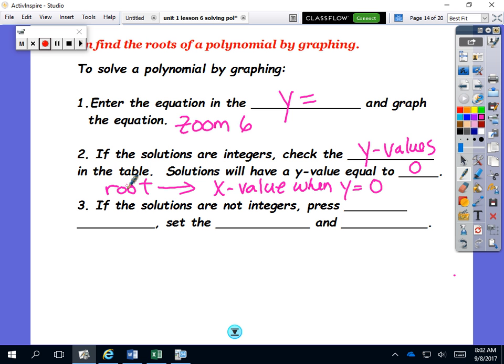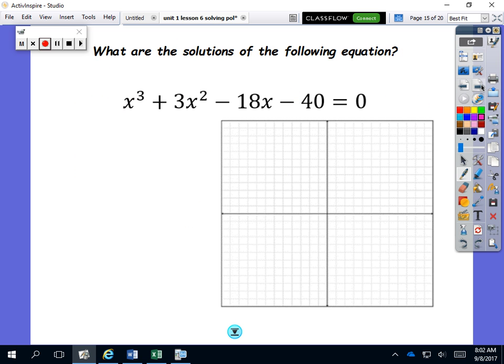If the solutions are not integers, you have to press second trace. When you're on the graph screen, press second trace number 2. Set your left and right bounds, and then guess. When it says guess with a question mark, press enter and tell it to guess. And that'll give you the point where it crosses the x-axis. What are the solutions of this equation?